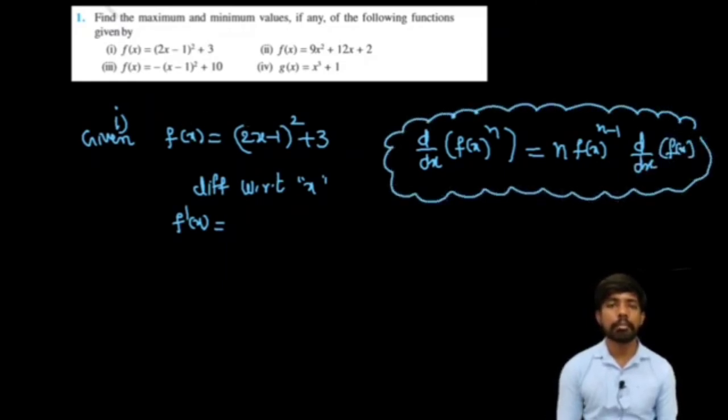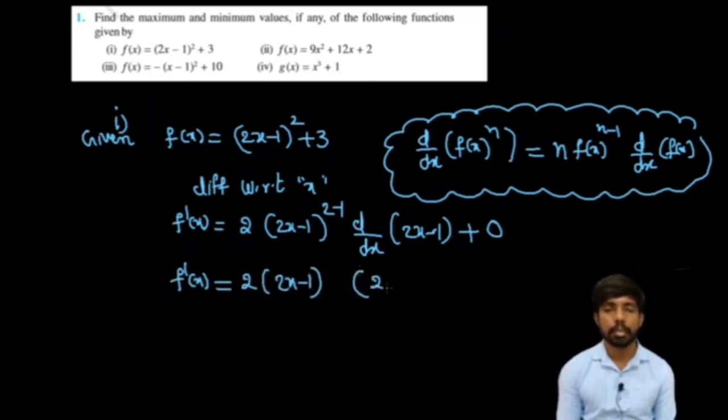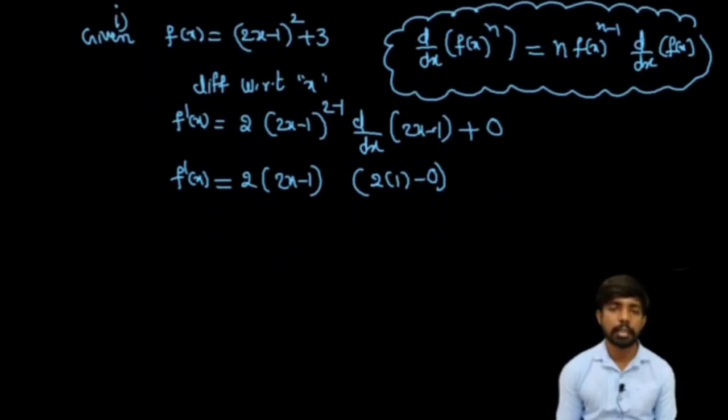Here the function is 2x minus 1. So the differentiation of (2x minus 1) whole to the power of 2 is 2 into (2x minus 1) whole to the power of 2 minus 1, again the differentiation of the inside function, plus the differentiation of a constant, which is 0. So f dash of x is equal to 2 into (2x minus 1) into the differentiation of 2x minus 1, which is 2 times 1 minus 0. So f dash of x is equal to 2 twos are 4, 4 times (2x minus 1).